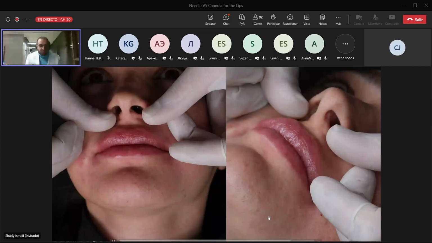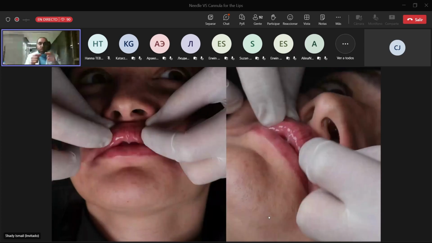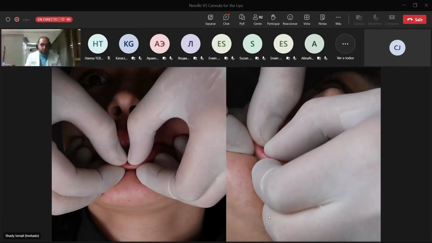Massaging the lips is very important because I don't want my patient leaving my office with lumps or bumps or irregularities. So I'm using my fingers, my fingernails, just to scratch the lips so I can feel no lumps or bumps. I'm safe. I don't want asymmetry, so I can check it while massaging.